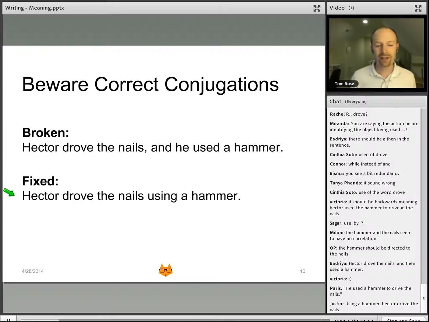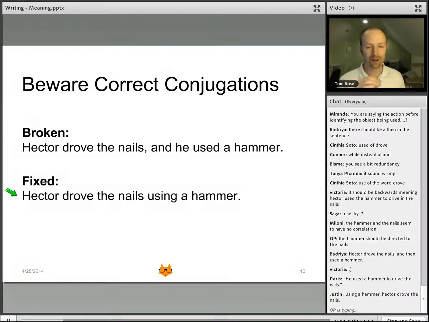What you want to say is that Hector drove the nails using a hammer, or what Victoria said, which is Hector used a hammer to drive the nails. In both of those examples, we're fixing this in the sense that we've corrected the meaning, that we're saying that the hammer was used to drive the nails. Okay, type in the chat window if this is confusing, or if you have a question about why the fixed one is fixed and the broken one is broken, because this is confusing. It is not a syntax thing. It is a logic thing. It is an understanding thing.